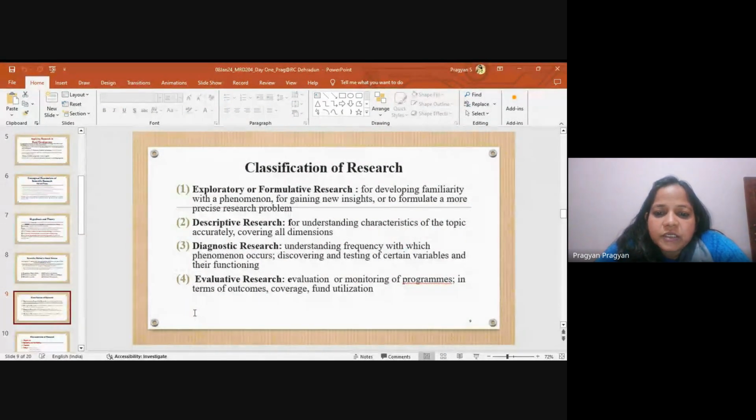Evaluative research is basically evaluation of certain development programs and agencies or institutions in terms of outcomes, coverage, fund utilization, and benefits scattered. This is all about the classifications of research.